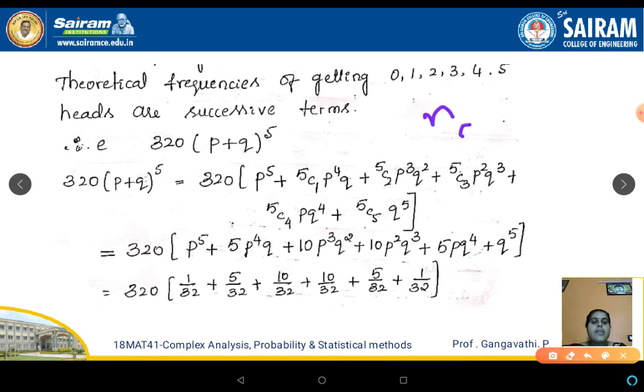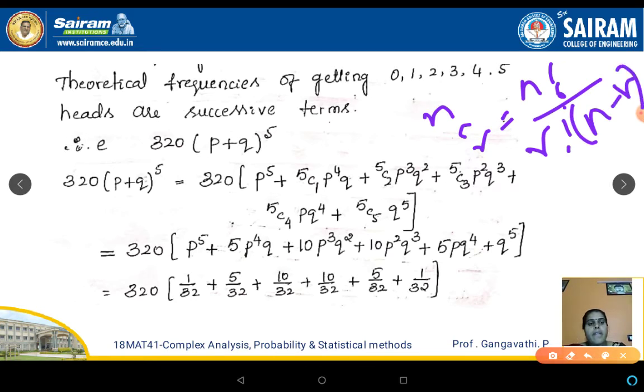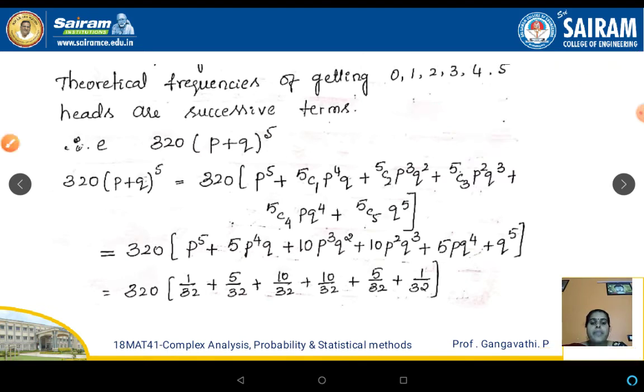nCr is equal to n factorial by r factorial into (n minus r) factorial. So by using this formula, you can expand it, and when we simplify further, we get 320 into p to the power of 5. The p value was 1 by 2 to the power of 5, it is 1 by 32.